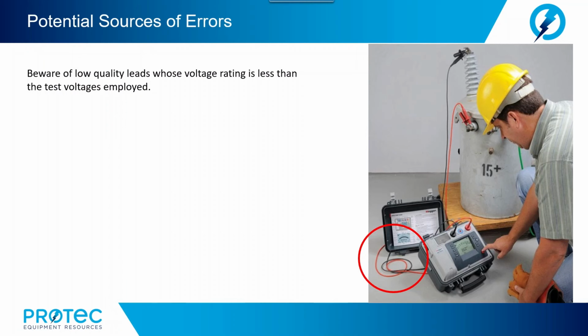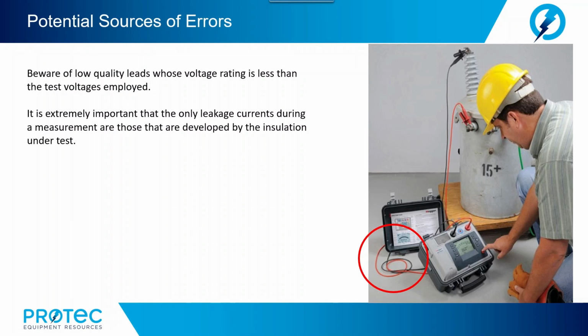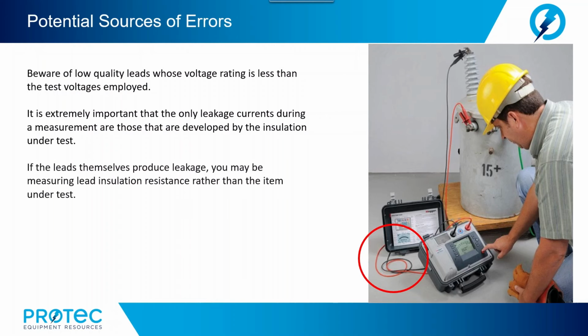All right, now let's talk a little bit about potential sources of errors in our measurements. Beware of using low-quality leads whose voltage rating is less than the test voltage that you're going to be using. It is extremely important that the only leakage currents during a measurement are those that are developed by the insulation that you are testing. If the leads themselves produce leakage, you may be measuring lead insulation resistance rather than the item that you are primarily interested in.